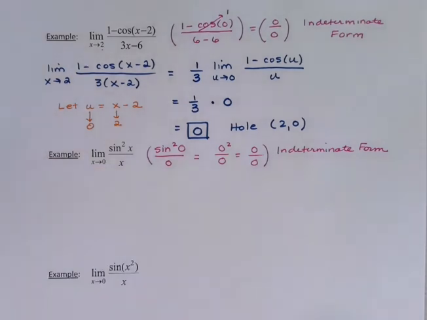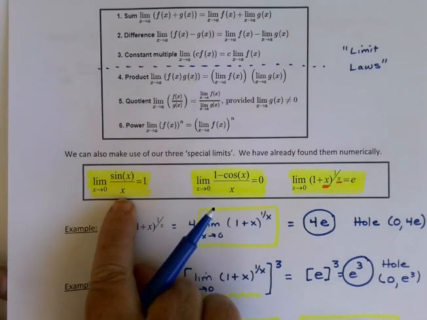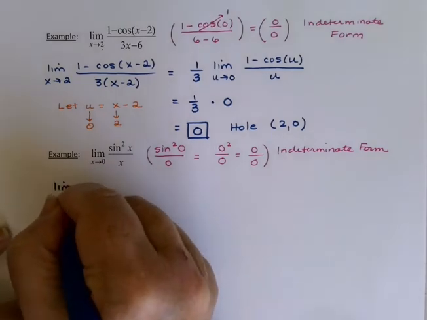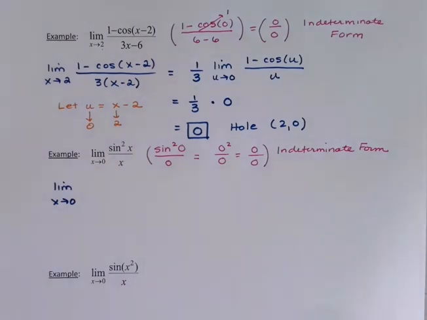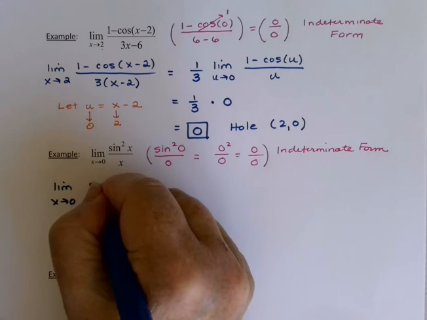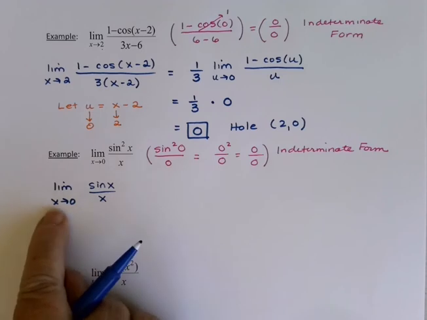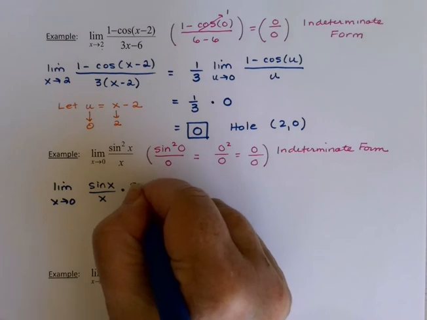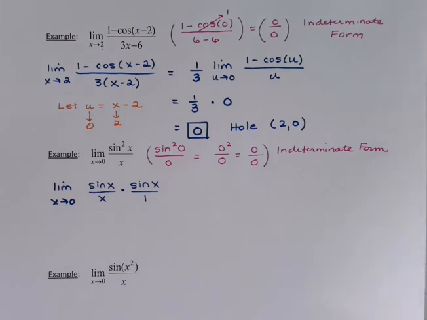Well, as I look at my special limits, the one that it seems closest to, of course, is this one here, sine x over x. The problem is, in my problem, the sine on the top is squared. So what I'll do is I always want to separate out the part that I know what to do with. So I'm going to separate out sine x over x, because that's a limit we know. That's 1 as x goes to 0. And then the extra factor of sine x, I'm just going to write that as a separate fraction. I'll say times sine x, or sine x over 1, if you will.